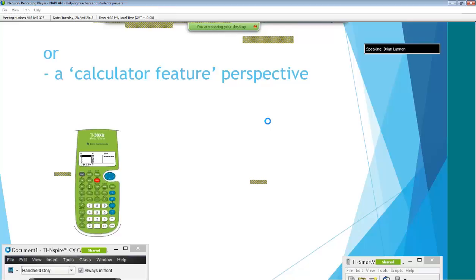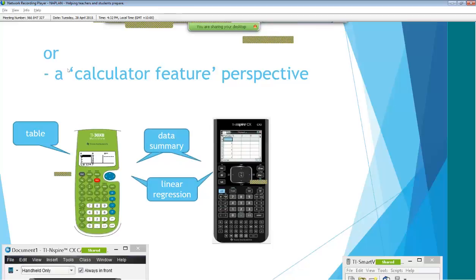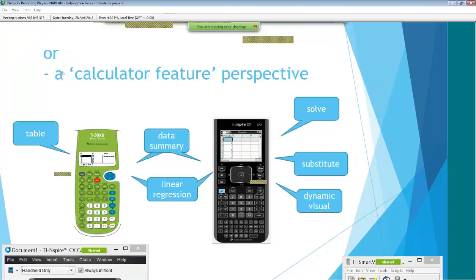No worries, yeah. So certainly something we're reviewing at the moment. But the students love the features on the TI-30, the table feature, which Melissa's just shown you. Also the statistics package with data summaries. Linear regression is one that the kids were doing today, and they thought, wow, that's really good. The same sort of things can be done on Inspire. Inspire has got a lot more power. It can do an algebraic solve, substitution into algebraic expressions, and the whole area of dynamic visual representations is just so powerful.